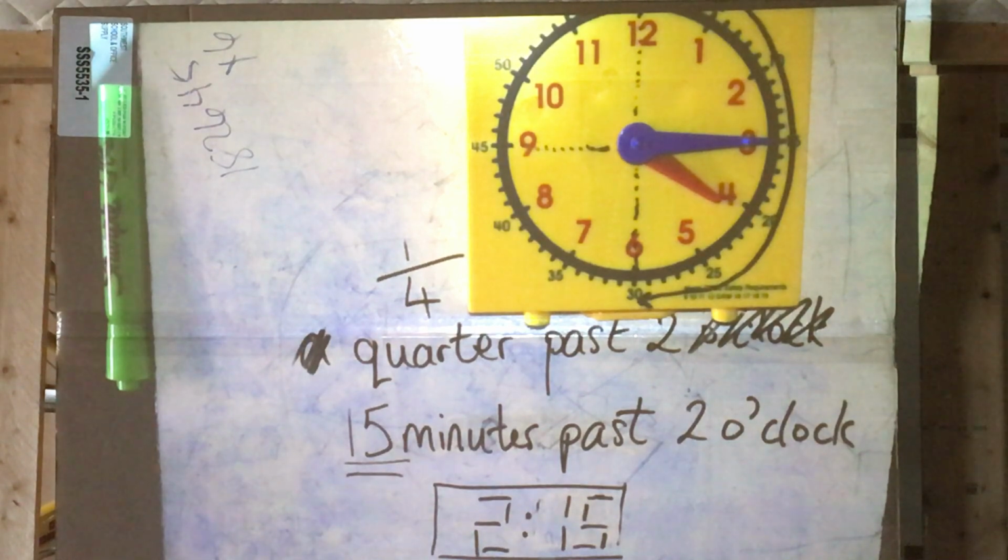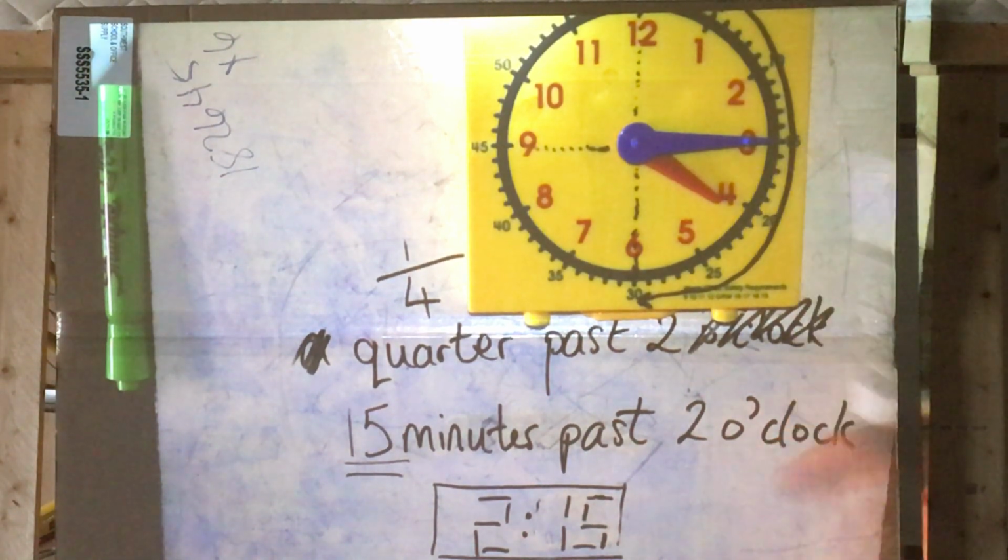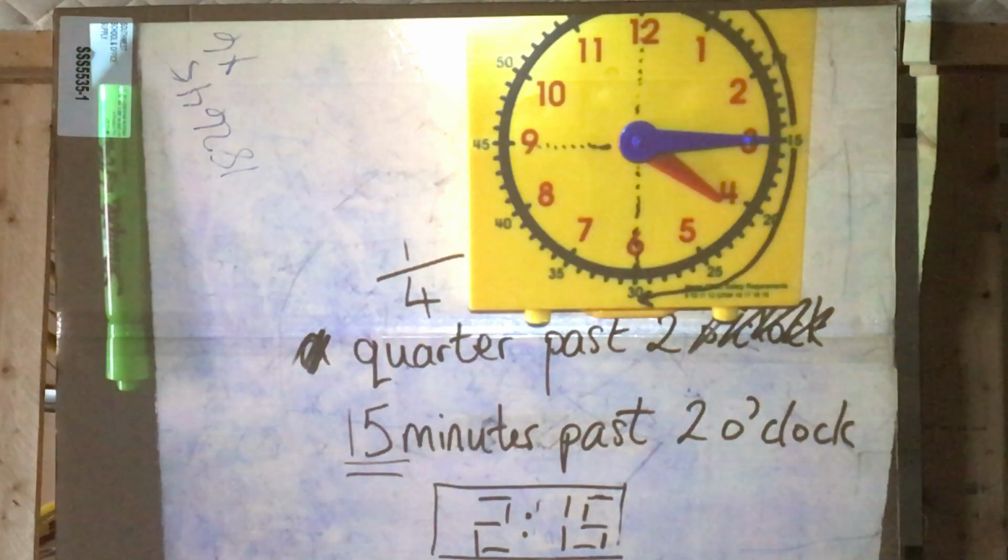All right, well, hopefully we're going to figure this out. I'm going to do the digital first. Well, I'm looking at the minutes. The minutes is still right. The minute hand is pointing to 3, which is 15. I know that's tricky to see because I wrote over it, but there's the 15. So I'm going to keep the 15 here.